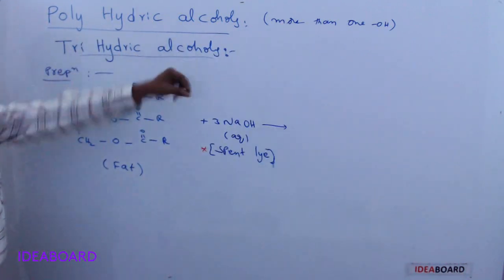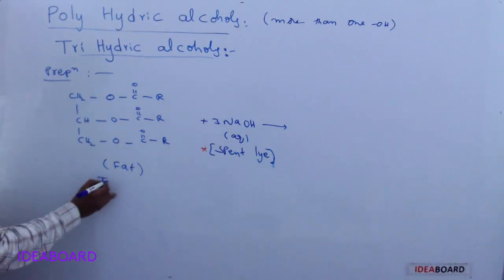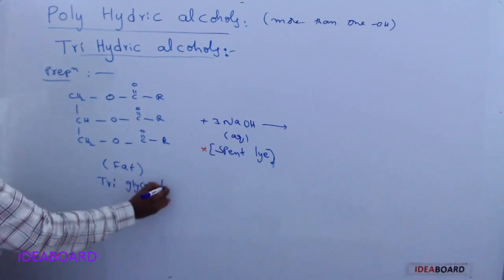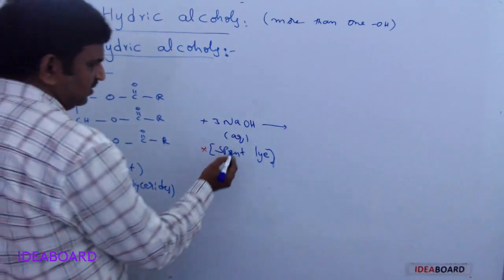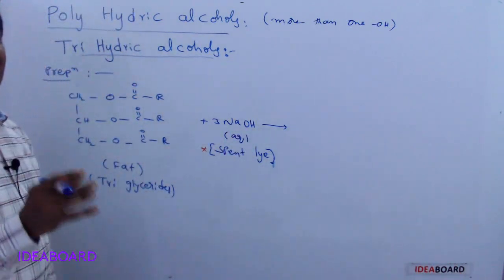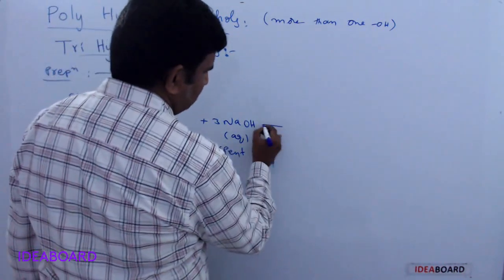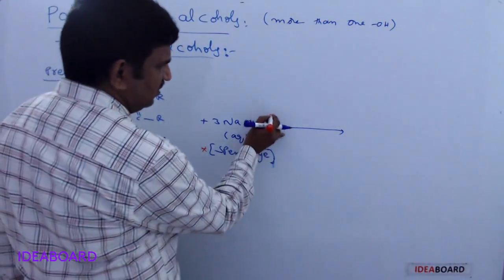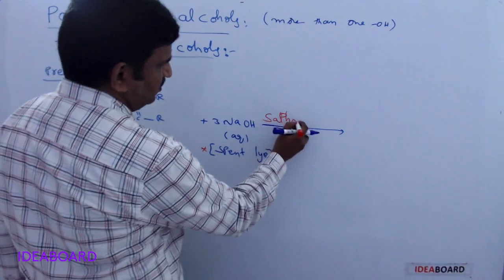The next one is the trihydric alcohols preparation method. Glycerols we gave. Here mainly fatty acids are taken. These are actually triglycerides. Fatty acids or fats are triglycerides. These triglycerides react with aqueous sodium hydroxide. The sodium hydroxide containing a small amount of water is called spent lye. And the process of this is called saponification. Please remember, it is important.